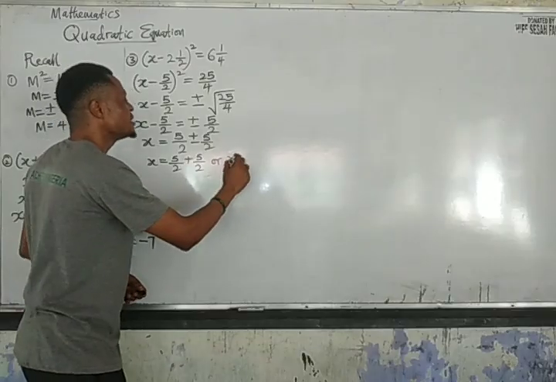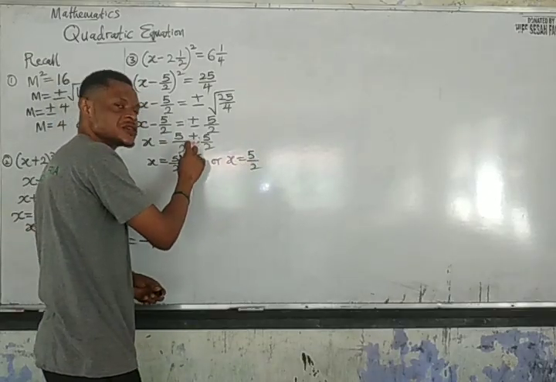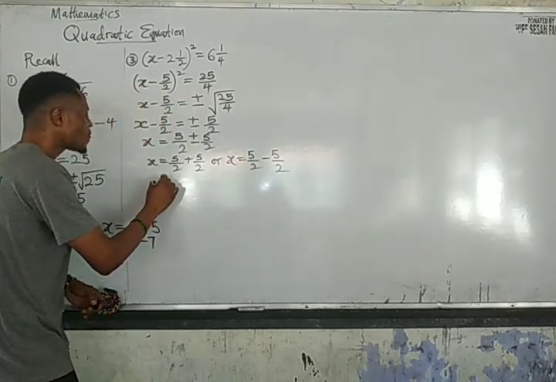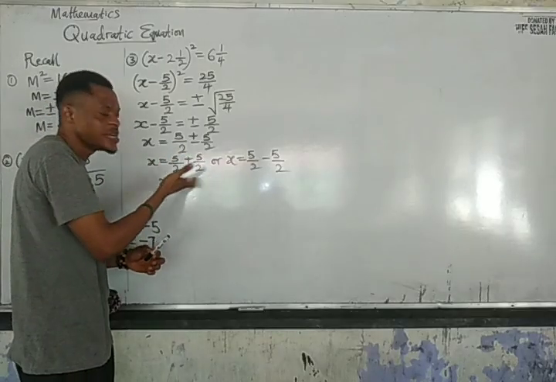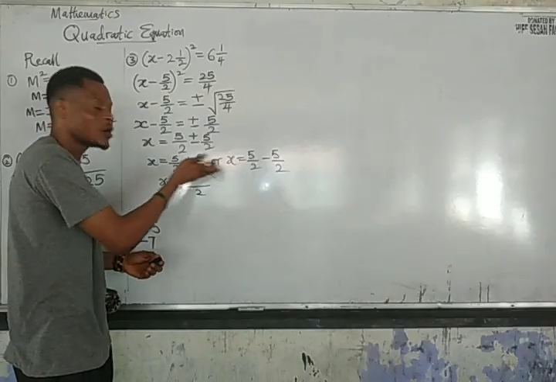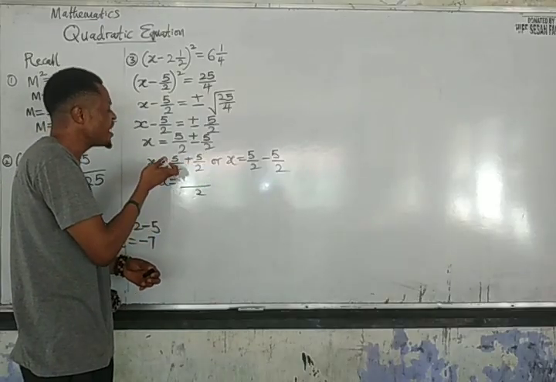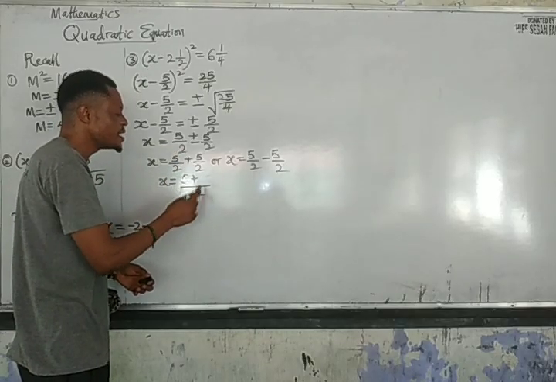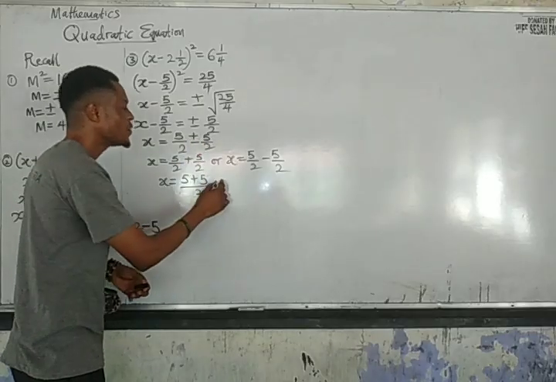Or x is equal to 5 over 2 minus 5 over 2. Then this. They are fractions. So we have the LCM, of course, to be 2. As a matter of fact, the denominators are the same. So 2 divided by 2, we have 1. 1 multiplied by 5, we have 5. Also again here, 2 divided by 2, we have 1. 1 multiplied by 5, we also have 5.